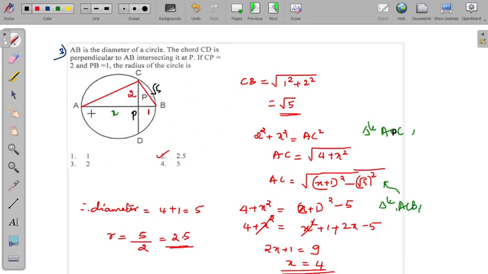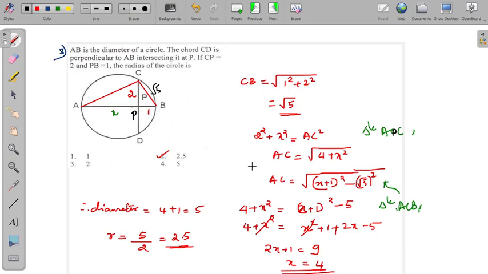So AC square equals AP square plus PC square. Let me take the value of AP as x. PC is already 2. So 2 square plus x square equals AC square, AC equals square root of 4 plus x square. Now again take the bigger triangle ACB. Here AB is the hypotenuse, so AB square equals AC square plus CB square. AB is x plus 1, whole square, minus 5 is the value of AC square.